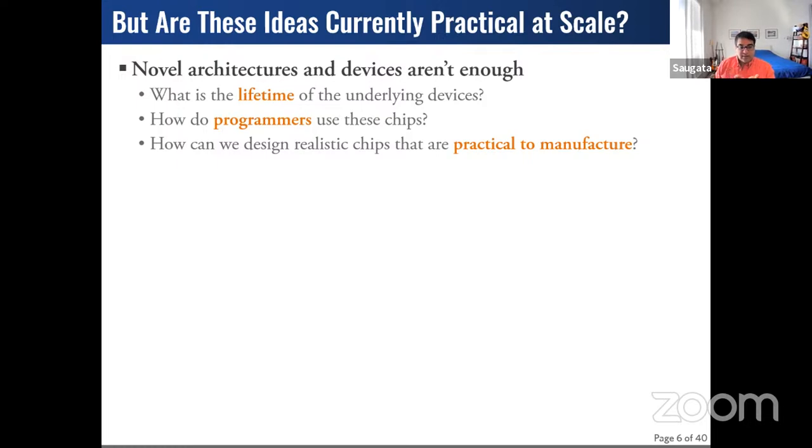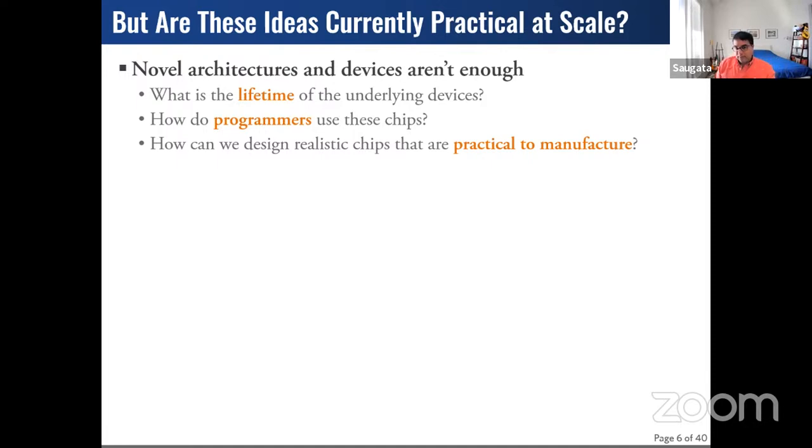As Adi mentioned, we have to think about programmers and how they use these chips, right? It's easy as architects to come up with these new ideas, and it's an important first step. But ultimately, we have to think about how we actually do this integration at scale, in ways that people can incorporate them into their programs. And I'm going to talk a little bit about what I think the roadmap to that is.